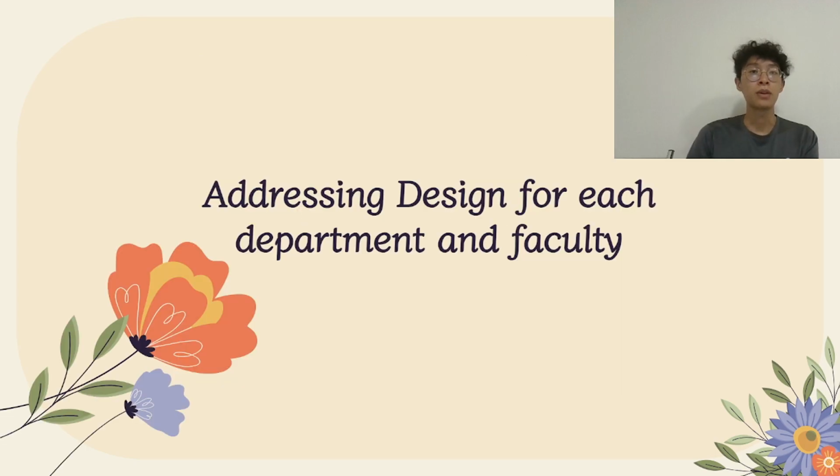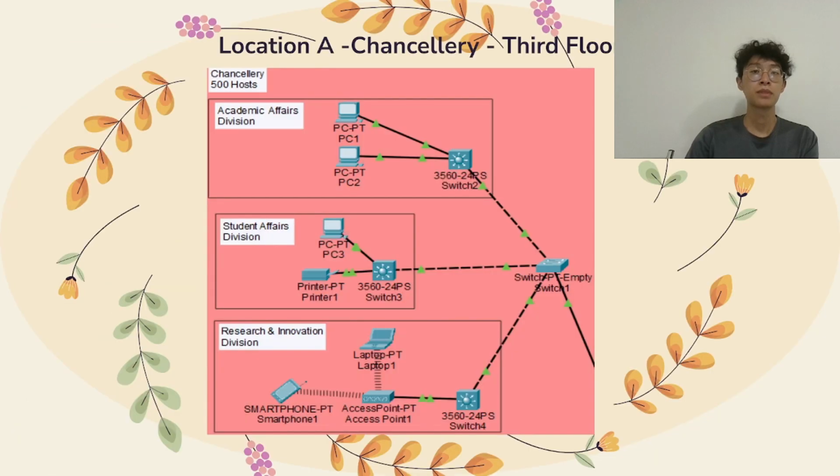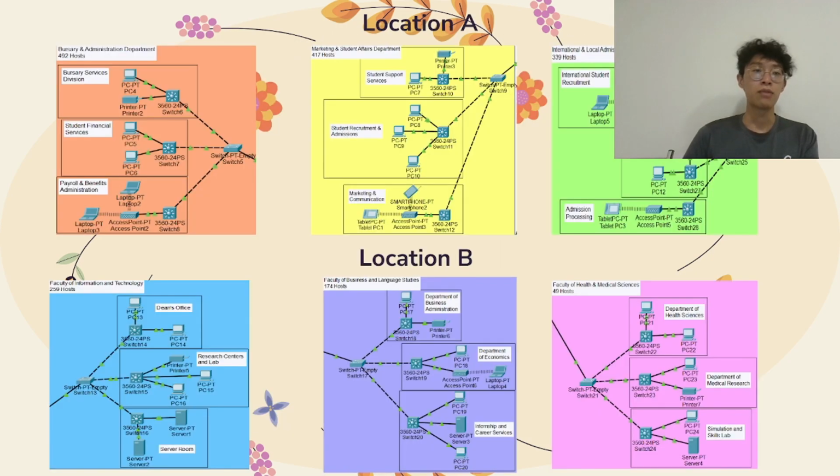Next, I will be talking about the addressing design for each department and faculty. So this is the Chancellery Department, which is located at location A on the third floor. The hosts required for the Chancellery Department is 500 hosts. We divided the department into 3 divisions, which are Academic Affairs Division, Student Affairs Division, and Research and Innovation Division. The other departments are quite similar, just that the number of hosts is different. All of the divisions have their own multi-layer switches.